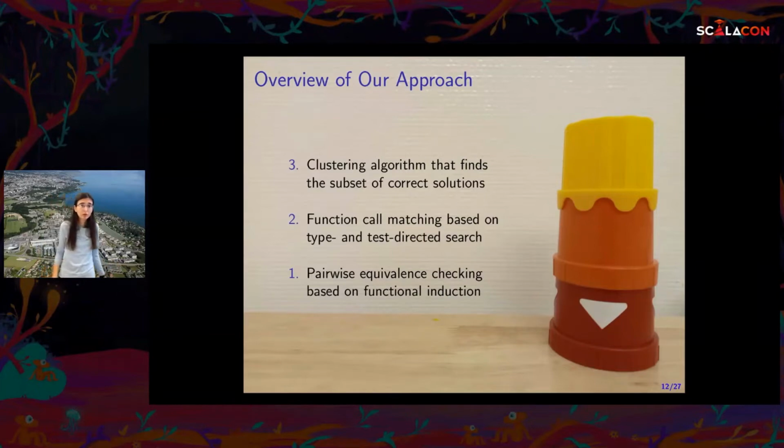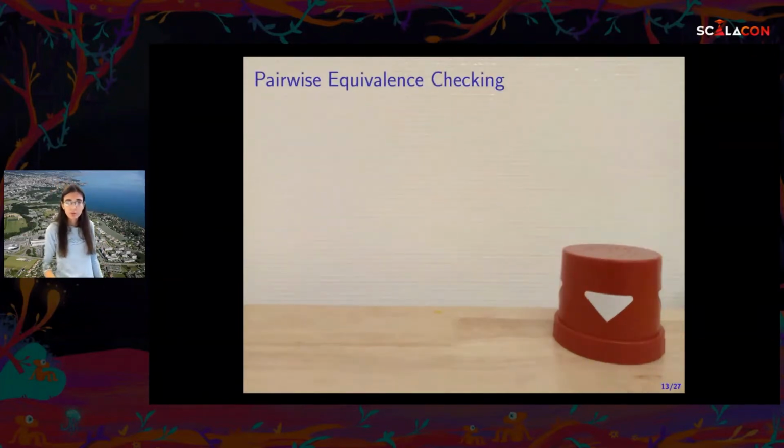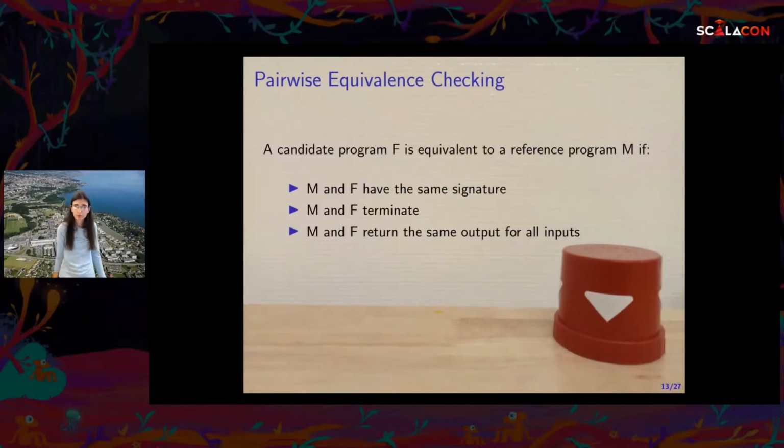Once we know that, we can go on to the top layer, which is this clustering algorithm. Now that we know how to reason about programs that consist of multiple functions, it's time to see how to reason about multiple programs. You saw before there are 400 programs, right? So we need some efficient algorithm that can look at all of them and classify them. So let's start with this first piece, which was pairwise equivalence checking.